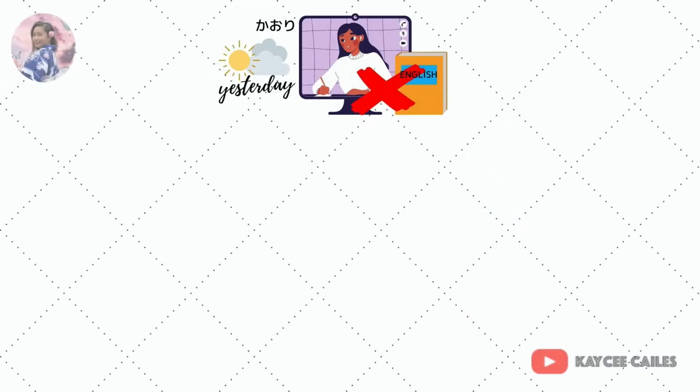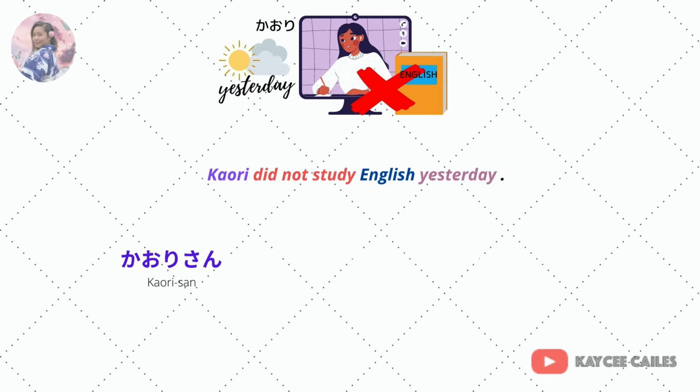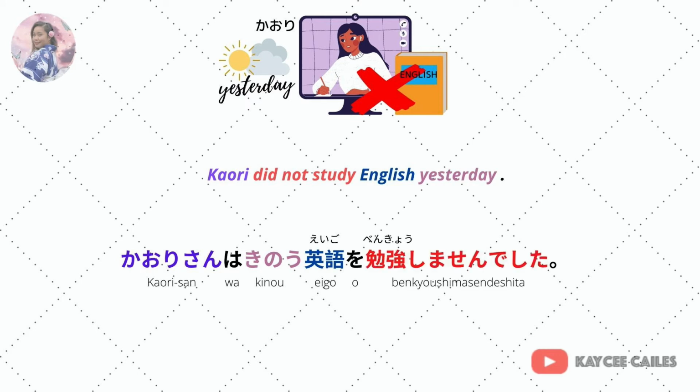Let's try to create a sentence using this example. Kaori did not study English yesterday. In Japanese, we say, Kaori-san wa kino eigo o benkyou shimasen deshita.